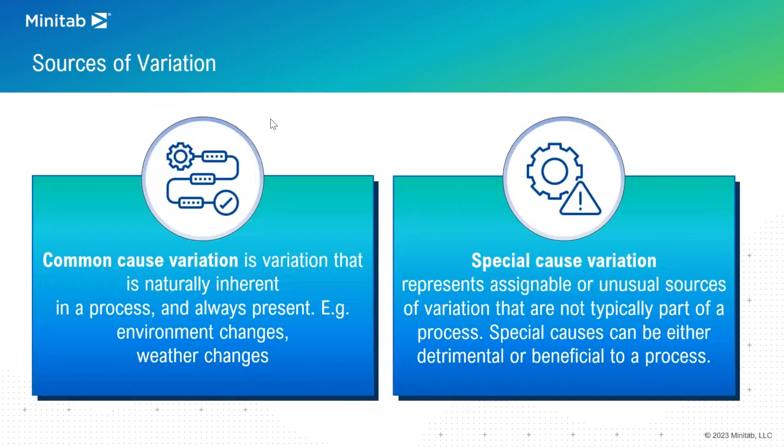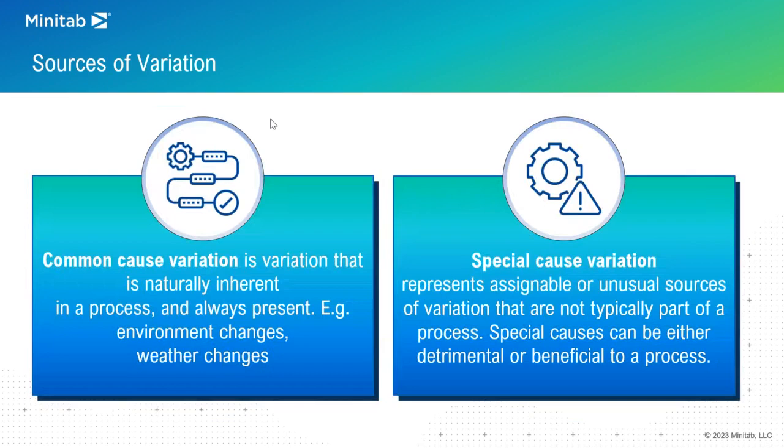Now, there are a variety of variations, specifically common cause variation and special cause variation. And many times over, we see organizations spend a lot of time trying to identify common cause variations, which are variations that are always going to be present in a process. They're naturally inherent, environmental changes, weather changes are some examples.